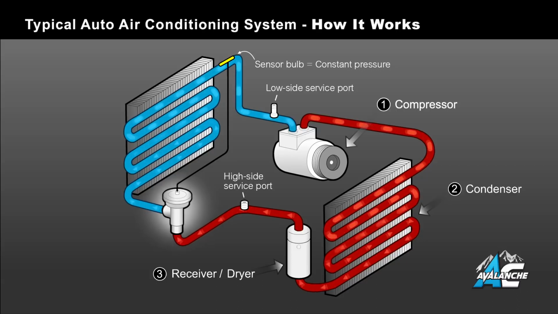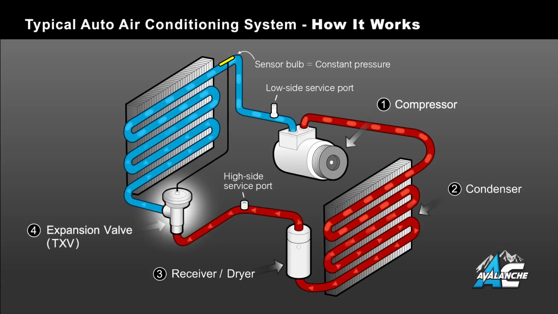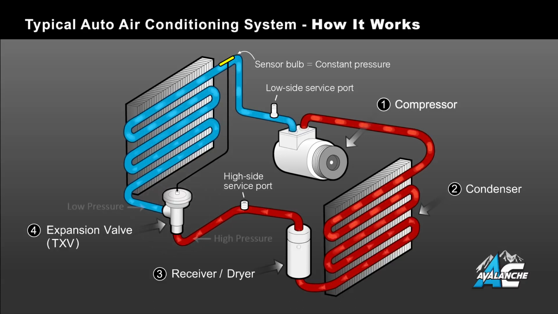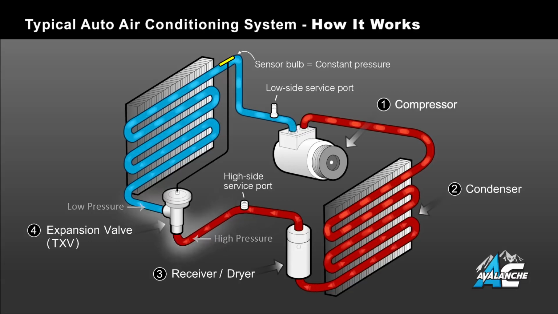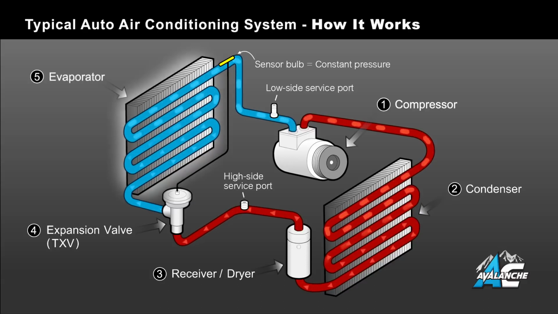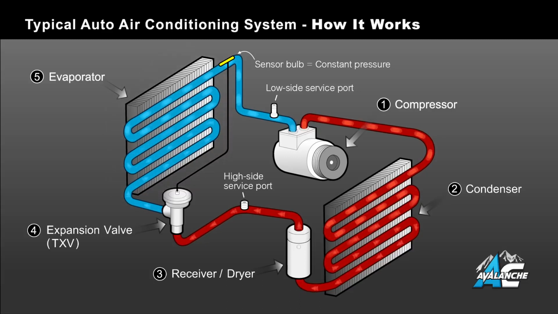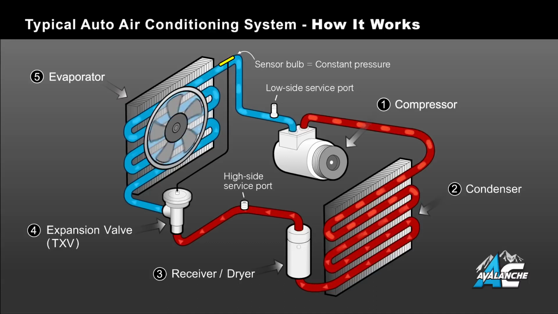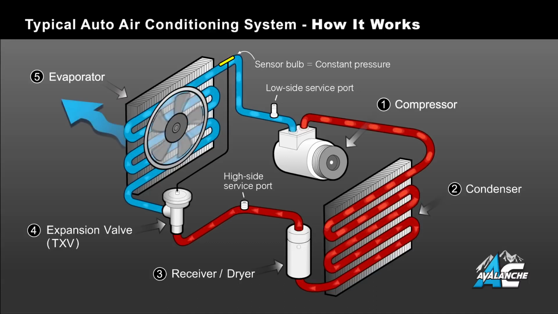Next, this high pressure liquid passes through the expansion valve, allowing it to expand and turn into a low pressure liquid, as indicated in our color change from red to blue. This low pressure liquid flows from the expansion valve directly into the evaporator, at which point it begins to boil and turn back into a low pressure gas, absorbing heat as it does so. This chills the walls of the evaporator, and the blower motor pushes this cool air through the vehicle's dashboard vents.